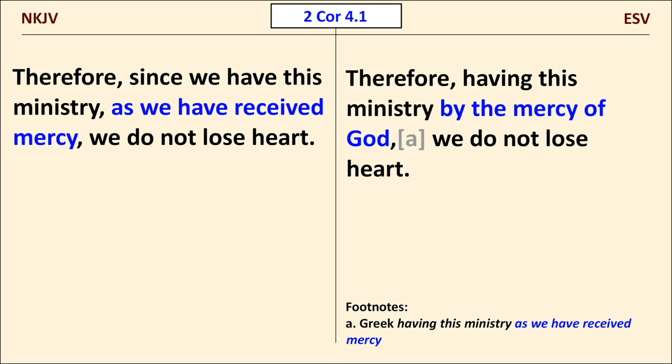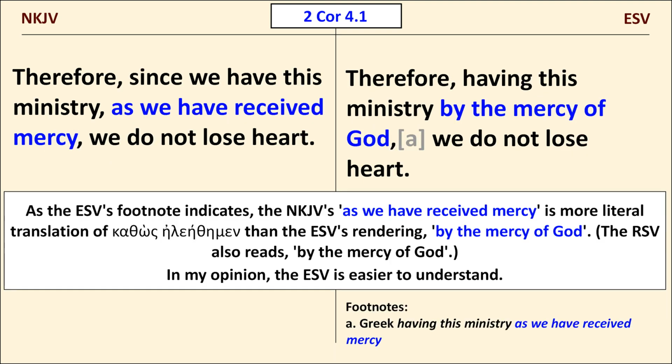2 Corinthians 4:1. The NKJV has, "as we have received mercy," while the ESV reads, "by the mercy of God." As the ESV's footnote indicates, the NKJV's "as we have received mercy" is more literal. It is a more literal translation of "kathos eleethemen" than the ESV's rendering, "by the mercy of God." The RSV also reads "by the mercy of God." In my opinion, the ESV is easier to understand.